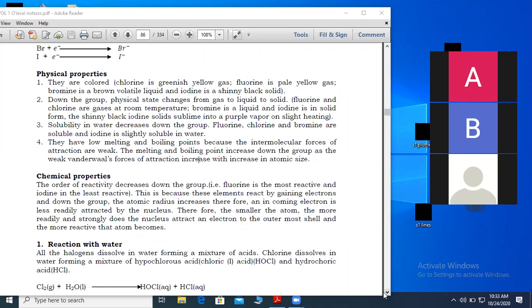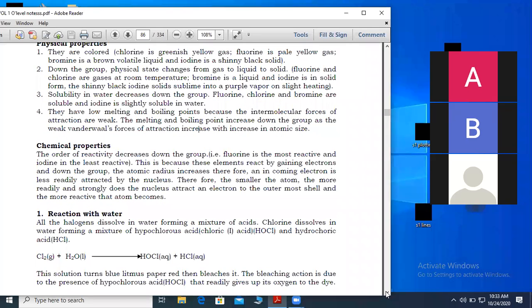So in group 7, we shall lay emphasis mostly on chlorine. We shall look at the chemistry of chlorine. Even later on in senior 3, we shall be able to look at chlorine and its compounds, only the chemistry of chlorine.